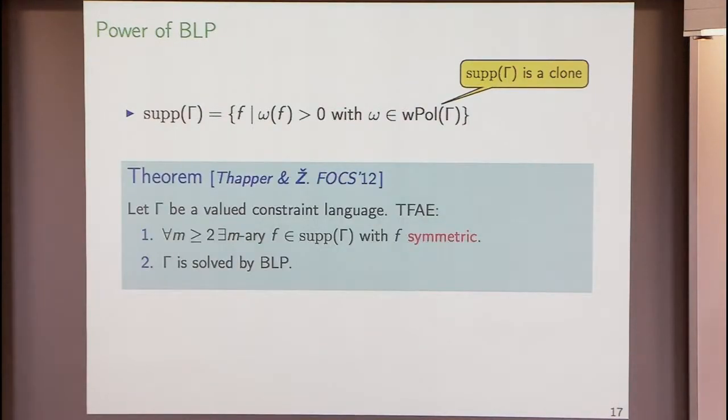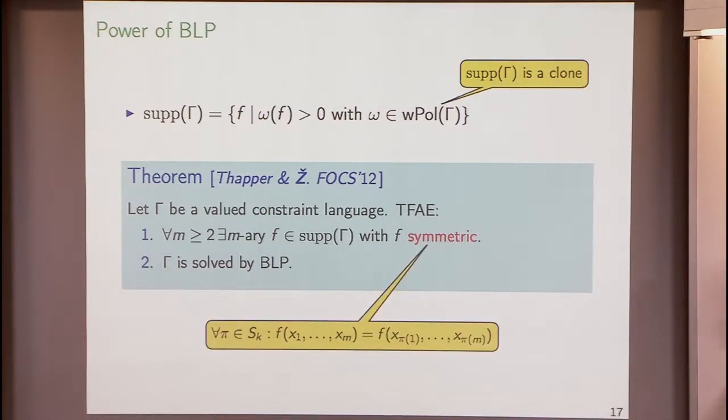One of the earlier results on this line of work, jointly with Johan Thapper from a few years ago, is the following. If you have a valued constraint language on any fixed finite domain D, the following two are equivalent. Gamma is solved by BLP, which means that any valued constraint satisfaction problem instance, where the functions in the objective function come from gamma, is solved by BLP. So the BLP relaxation is tight. If and only if, for every m at least 2, there's an m-ary symmetric operation, so an operation that returns the same value if you permute the arguments, in the support of gamma.